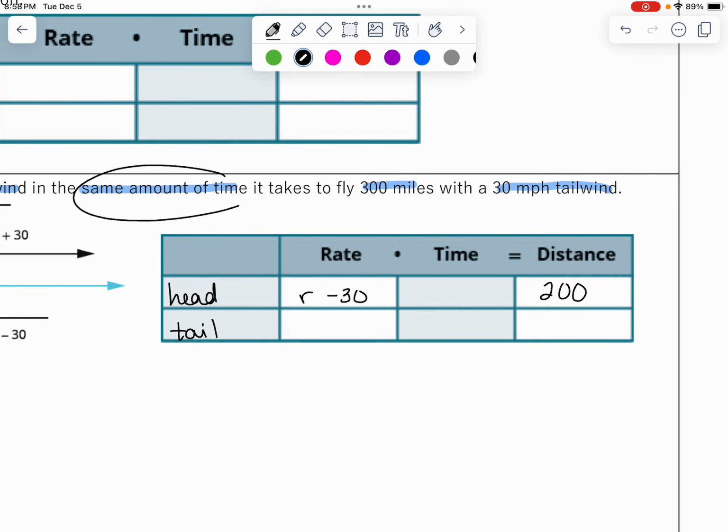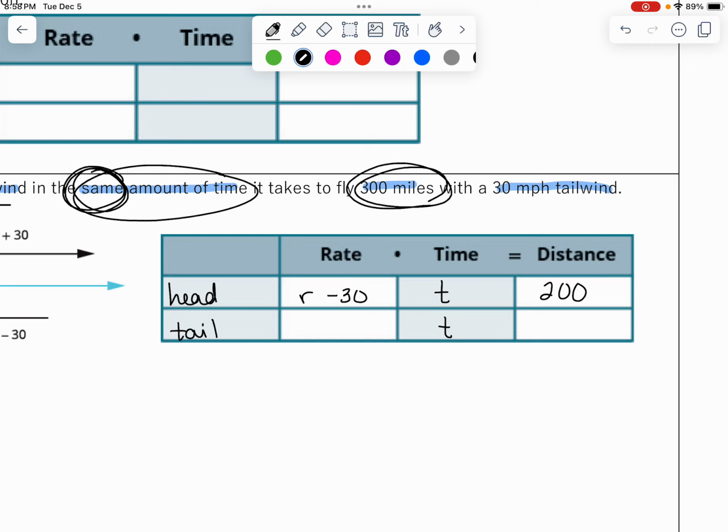The same amount of time. So what does that mean? Whatever variable you have for that, I'm going to use a T because I like T for time. So say T for both, why did I use double T there? Because it's the same amount of time. Same.